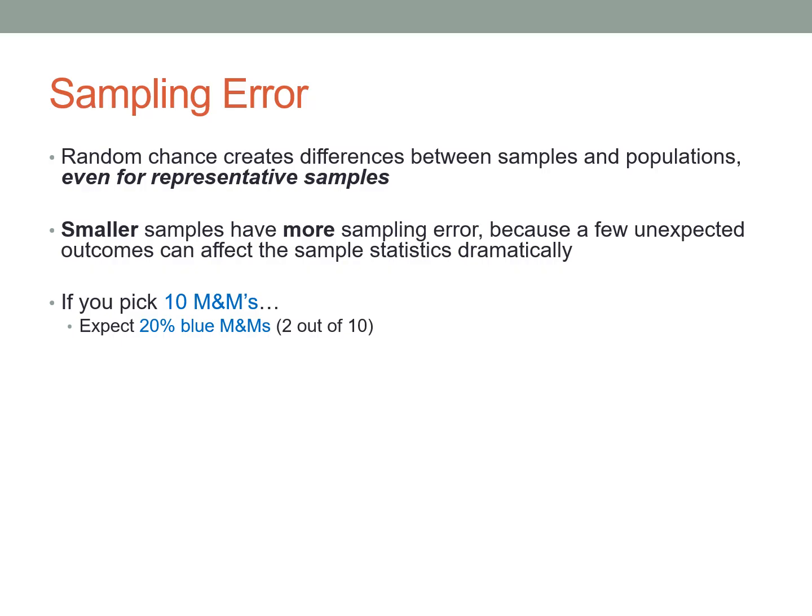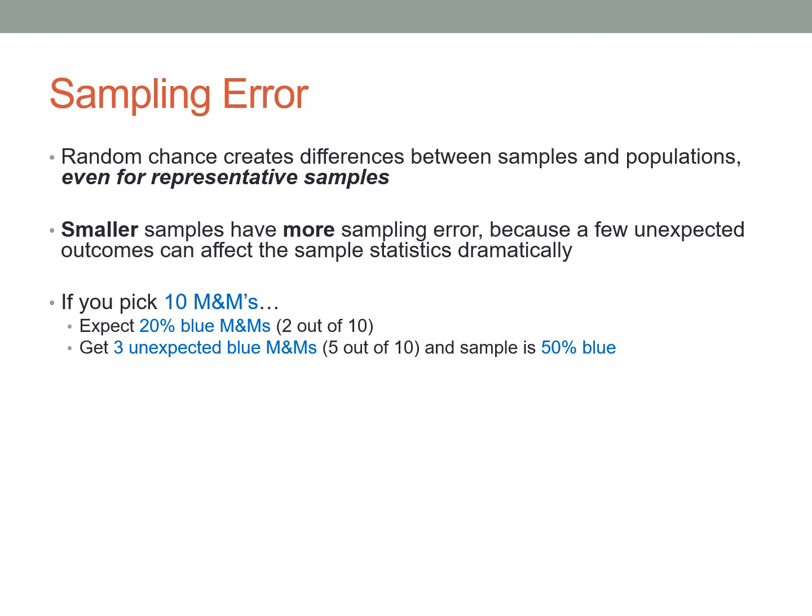But let's say that 3 unexpected things happen. And we just so happen to get 3 extra blue M&Ms, 3 more than we expected. The result is that now 5 out of our 10 M&Ms are blue. We expected 2, we got 3 extra, so we've got 5 out of 10 M&Ms being blue. Now we have a sample that is 50% blue.